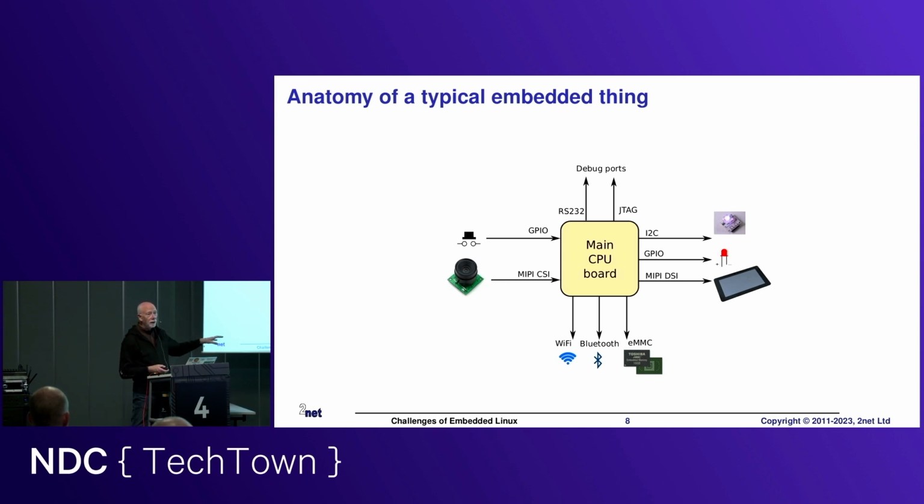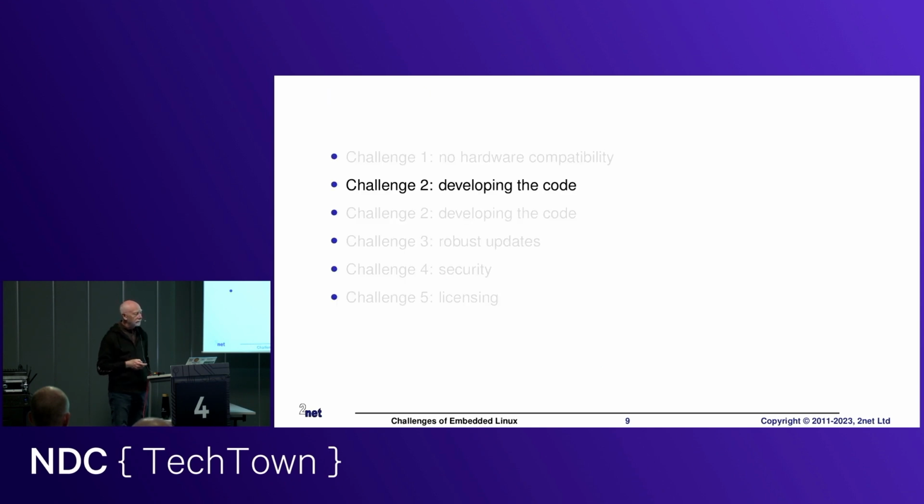And then down at the bottom, we have the communications. So typically Wi-Fi, Bluetooth. Oh, and eMMC, embedded MMC memory. That's the flash memory most often used for storing stuff on embedded devices. So I guess my point here is that an embedded device is quite a lot different to a regular normal device. So, yeah, how do we cope with the lack of hardware compatibility?